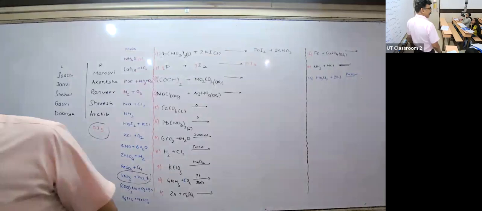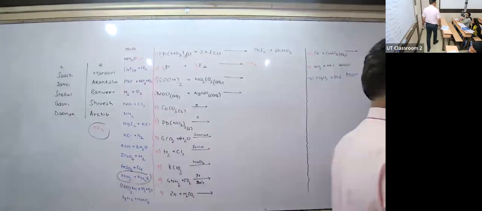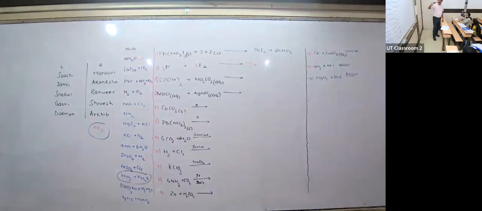8 minutes, 8 reactions. Sorry, out of 14 reactions, 2 are done, 12 reactions remain. Comfortably in 8 minutes it can be done, think. It will be done very easily, children. Don't ever say that I can't. You say I can.